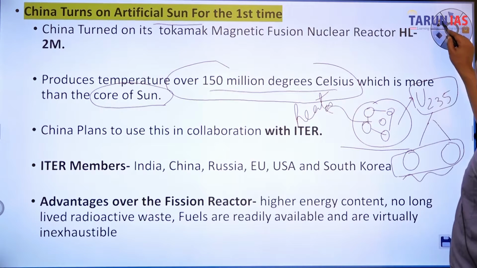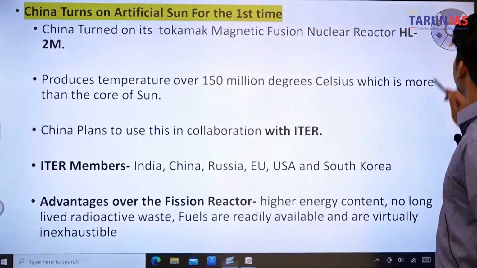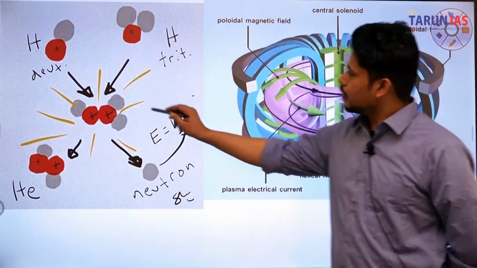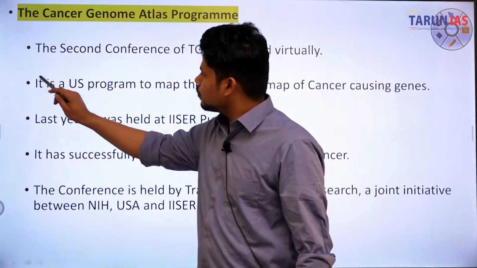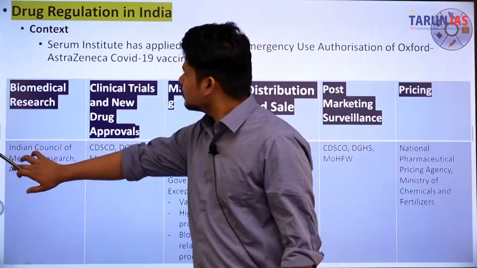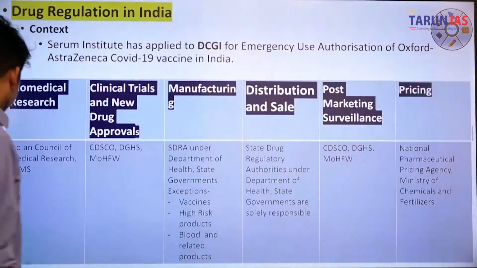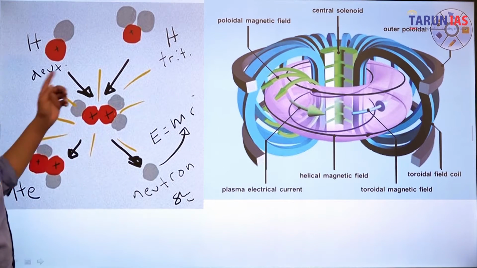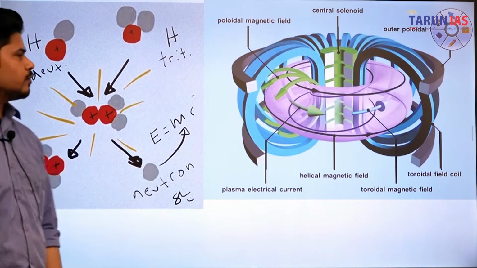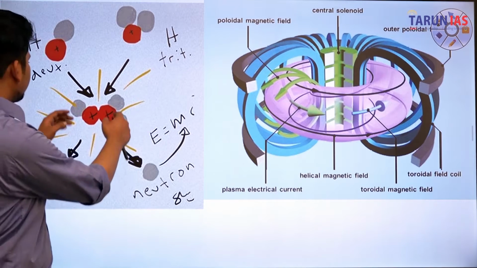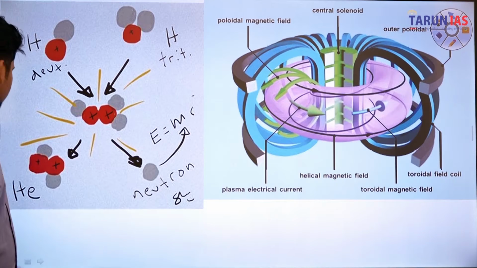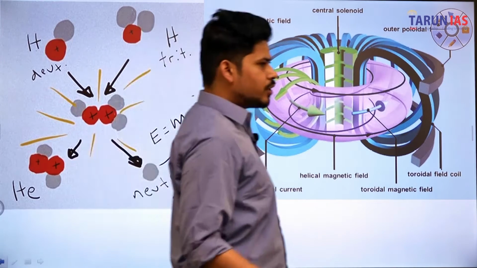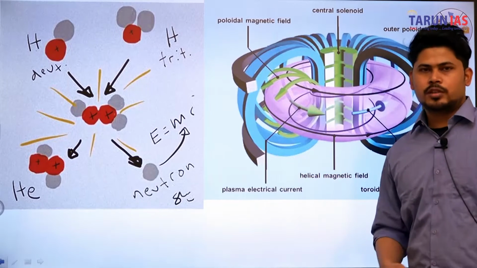So what happens in fusion? For example, in this diagram, this figure you can see, this is deuterium, an isotope of hydrogen, and this is tritium. This is also an isotope of hydrogen. When they combine, they form what? They form helium. Okay? And this combination also produces a lot of energy. This combination actually produces more energy than a nuclear fission reaction.